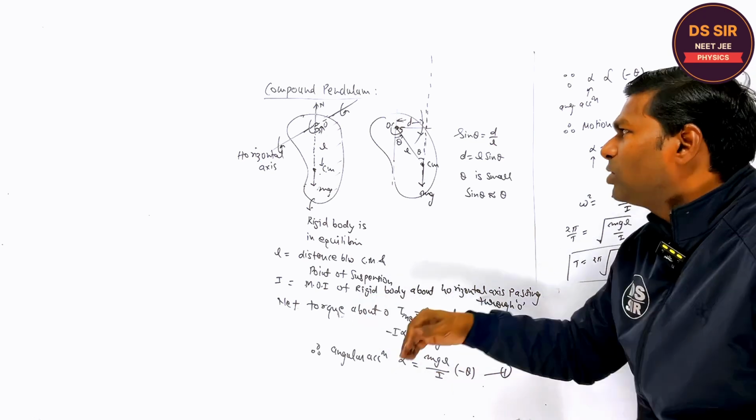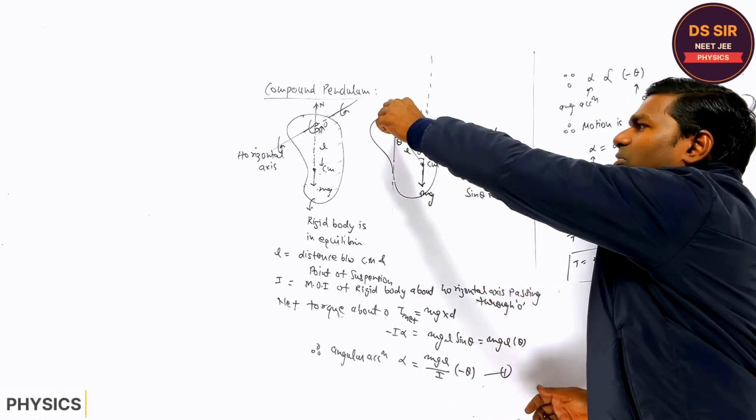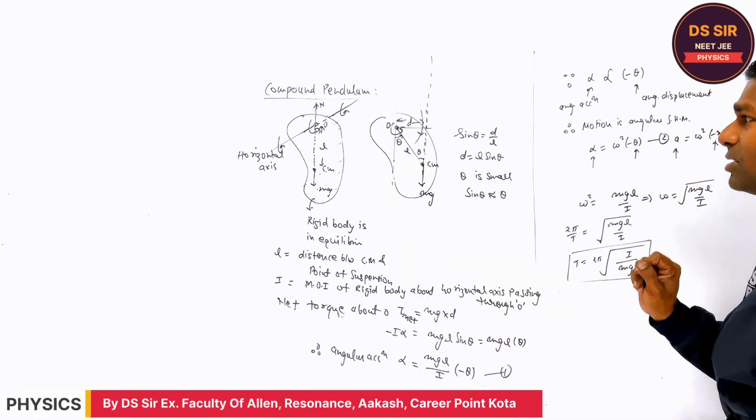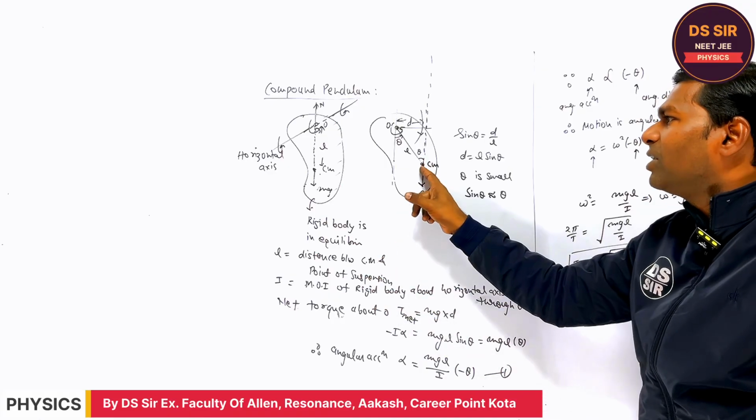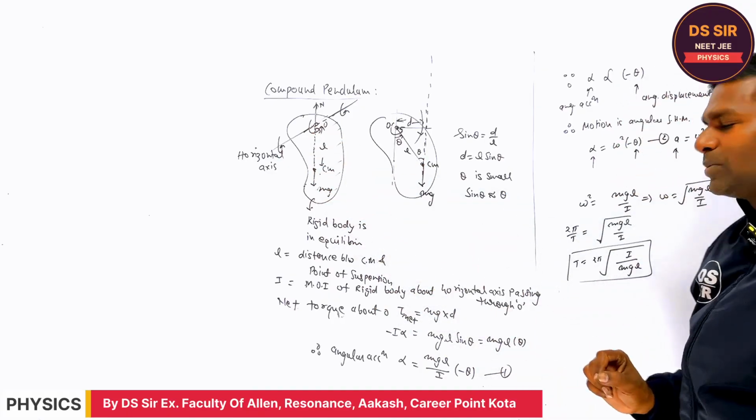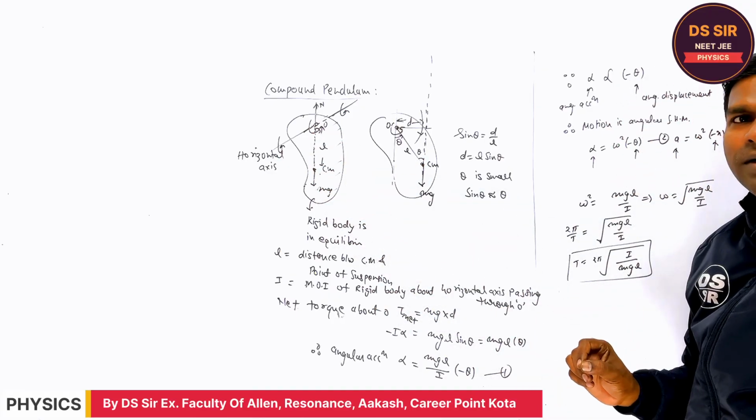I is the moment of inertia about this axis of rotation, and L is the distance between the center of mass and the point of suspension. Is it clear or not, you tell?